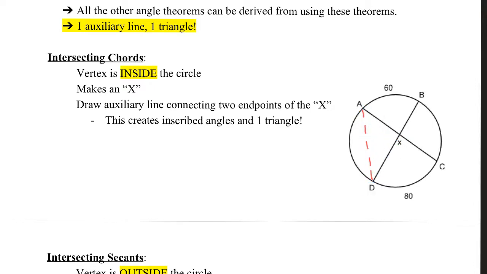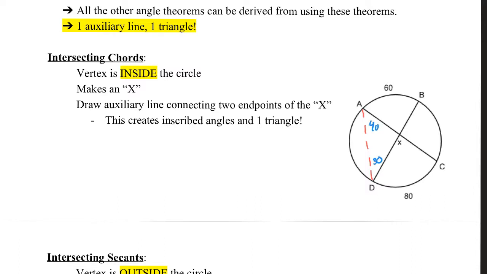So we see that we have created one auxiliary line, and we've created one triangle right here. What we've also created is a couple of inscribed angles. We have ADB, which intercepts arc AB, and we know that inscribed angles are half of the arc that they intercept, so therefore ADB must be 30 degrees. And we've also created another inscribed angle, DAC, which cuts off arc DC. Since this is 80, DAC must be 40.